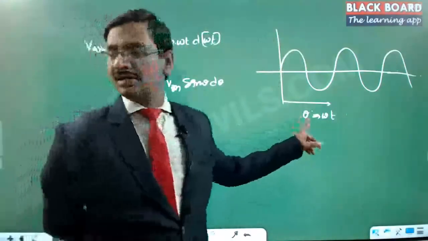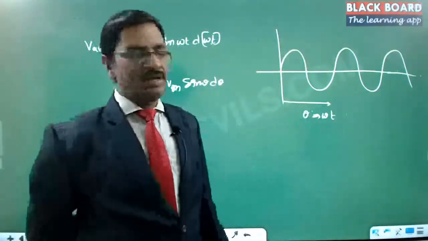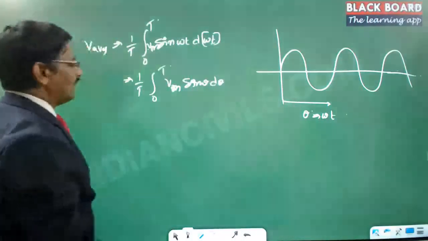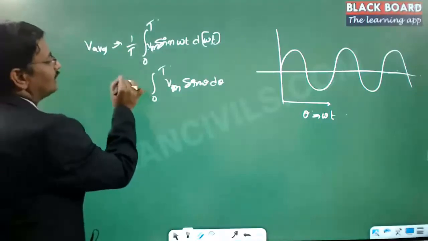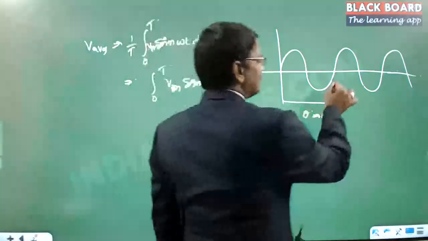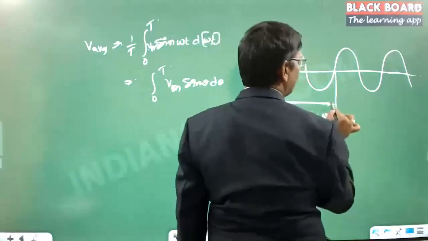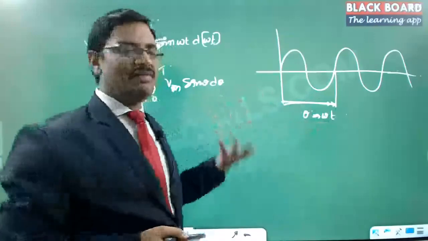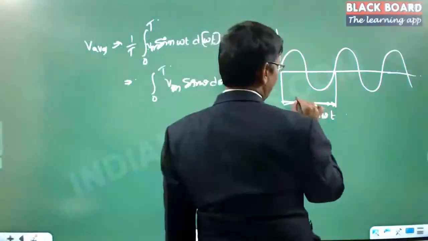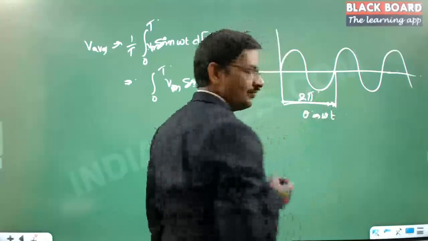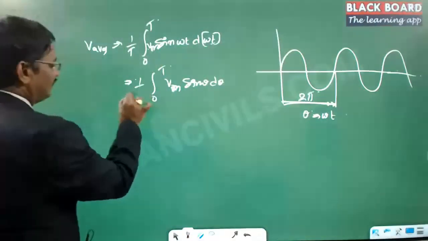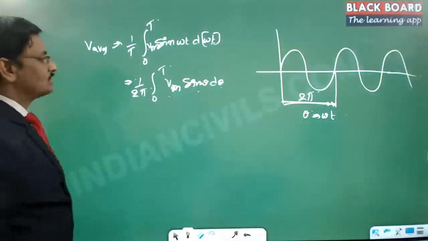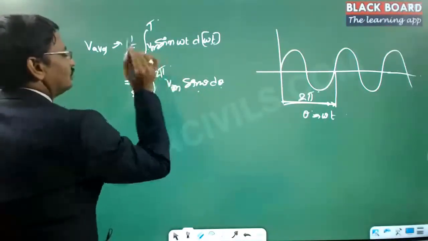I committed that I will be explaining what this angular velocity is. Before that, just assume that theta equals omega t, and then we will calculate it. We are interested in this length. Whatever the quantity you are going to use, if it is t, then we will divide with t. If it is the angle, we will divide with the angle. That is exactly the basic principle, right? So 2 pi is the period here, and we divide with 2 pi, Vm sin theta d theta, and the integral is also until 2 pi.